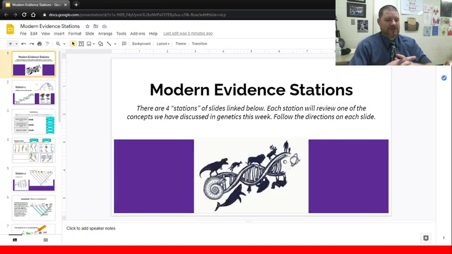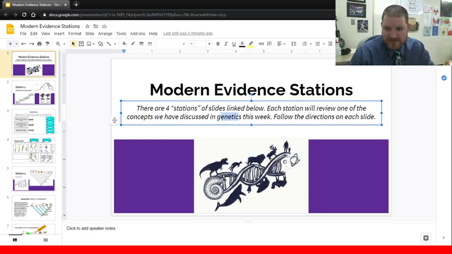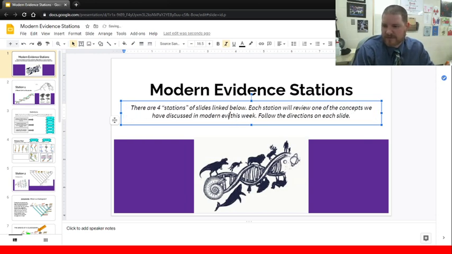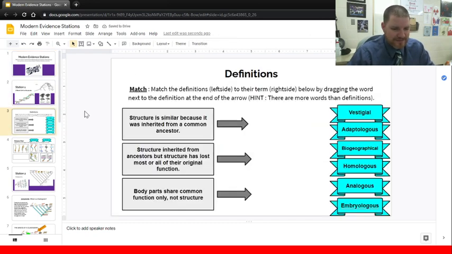And what we got, there's going to be 4 stations of slides that are to follow. Each one of the stations will review one of the concepts that we have discussed in modern evidence, including genetics, this week. Follow the directions on each one of the slides.